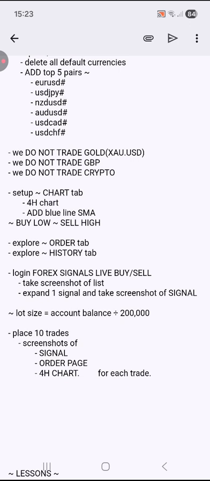So let's take a screenshot. Okay. We took a screenshot of the signal. We take a screenshot of the order page with the trade placed, and we take a screenshot of the 4-hour chart. So let's do that now for that trade we just placed.